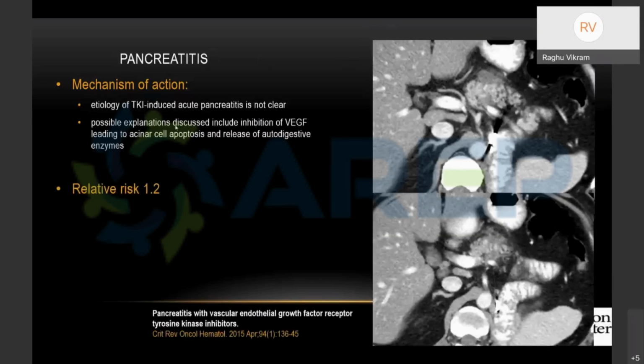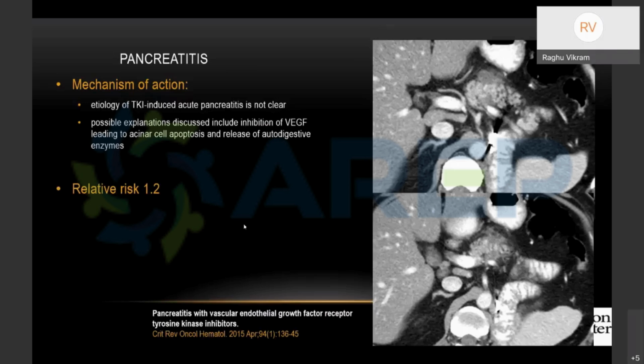Pancreatitis, an example of pancreatitis. It's pretty common. When I say common, these are seen in less than 1% of our patients who receive it, but amongst the complications, you can expect these things.